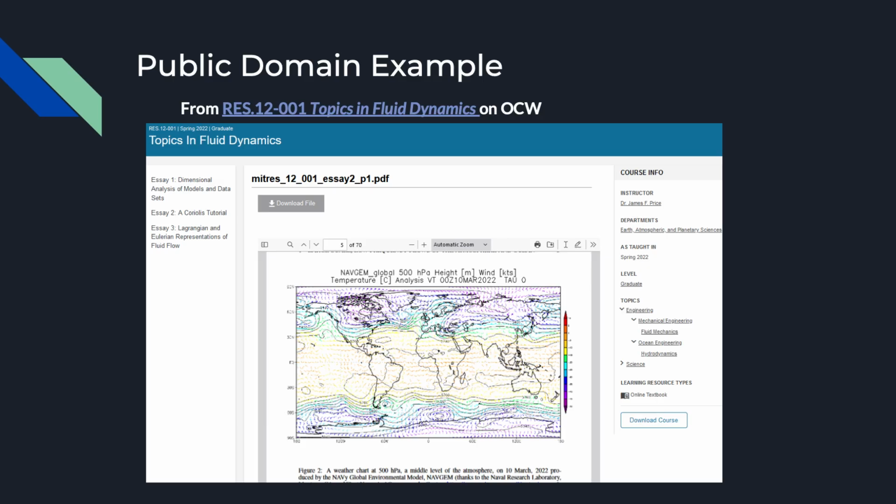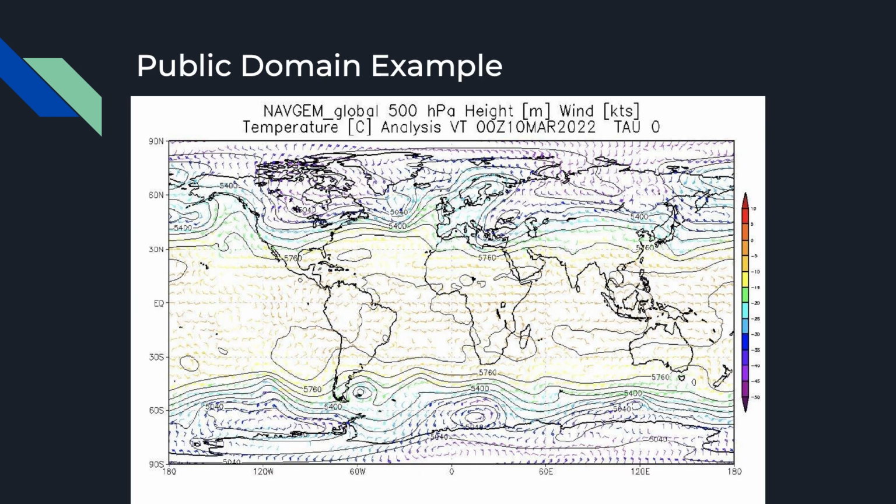Here's a colorful public domain resource example taken from a fluid dynamics course on OpenCourseWare. The image in question comes from the U.S. Naval Research Laboratory. While attribution is not required, it's good etiquette and a best practice, as exemplified in the caption below the figure. Here we see the figure blown up. This is a global weather chart. The federal government conducts a lot of scientific research and observation, so it's a great place to find content to pair with your teaching materials.